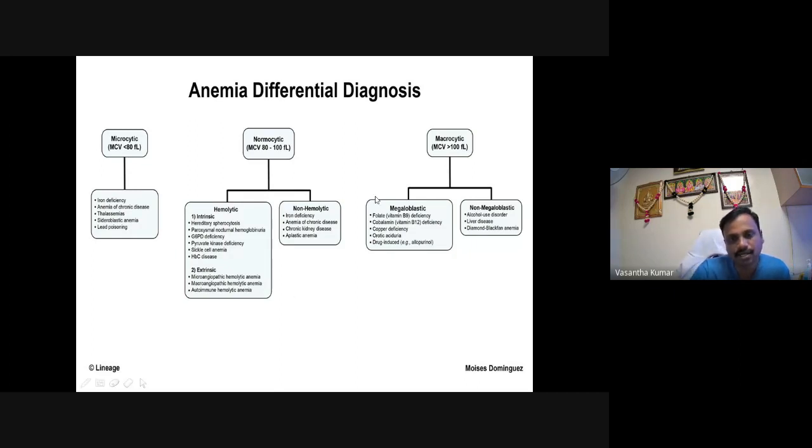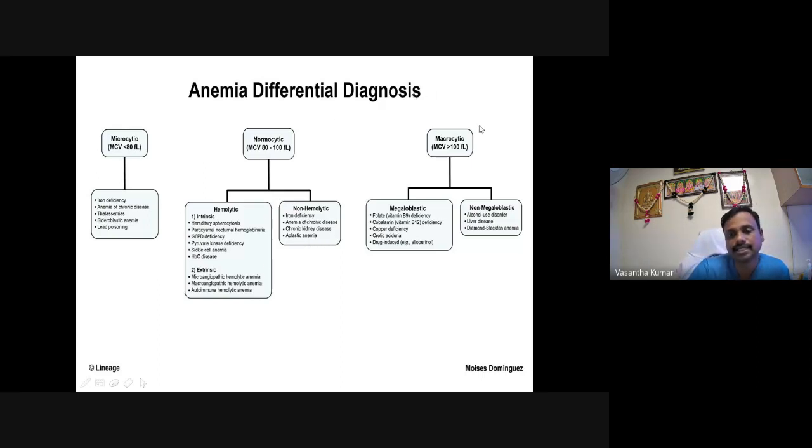And next is the non-hemolytic cause. In the non-hemolytic, iron deficiency anemia is one of the major causes. And next is the anemia of chronic diseases like rheumatoid arthritis, SLE, or patients with collagen vascular disorders, who will have a non-hemolytic anemia picture. And next is aplastic anemia.